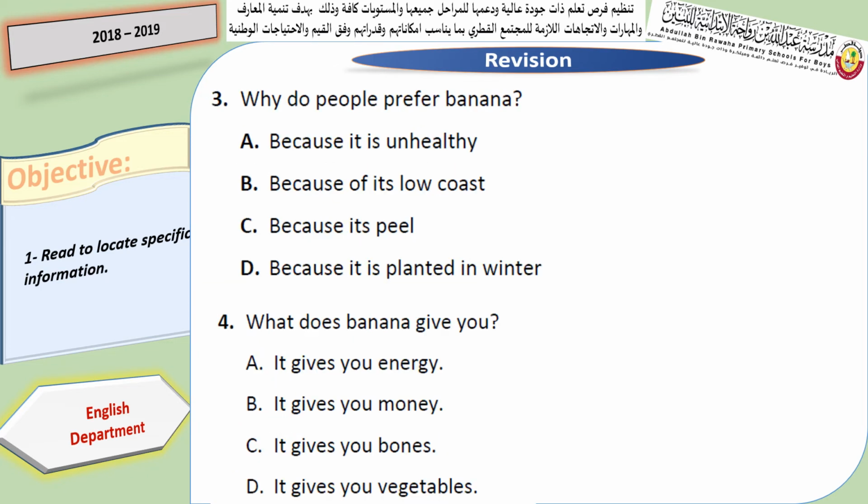Now, for question number 3, why do people prefer banana? Why means لماذا. So if I have why, I have to look for because or for in the text. Here we have four choices: because it is unhealthy, because of its low cost, because of its peel, because it is planted in winter. Let me go back to the text.